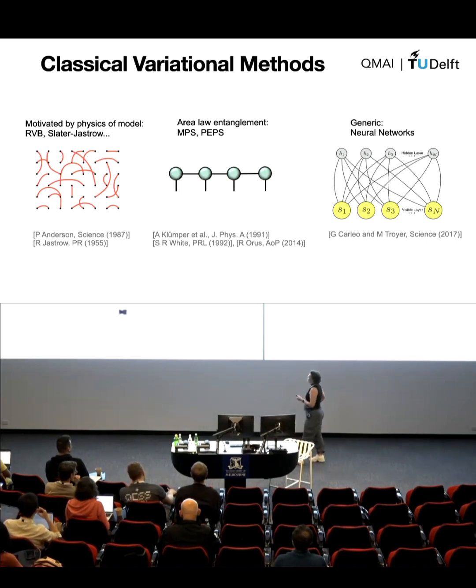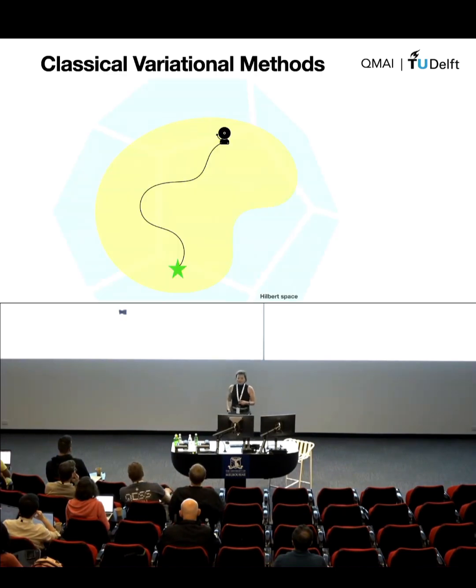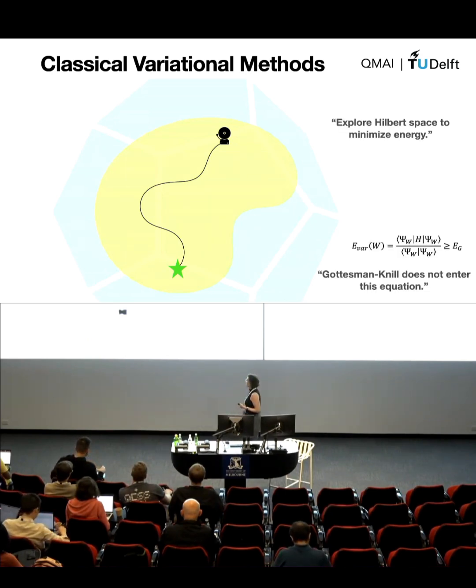And some modern techniques are, for example, neural networks. This is something that was pioneered by Giuseppe and Matthias back in 2017. They just say, let's take a classical neural network and use it as a variational ansatz. So in the end, in all of these methods, what I am doing is that I have some Hilbert space. I start from somewhere, and I am walking this Hilbert space until I find the solution, that means, for example, the variational principle for a ground state or some other optimization condition.